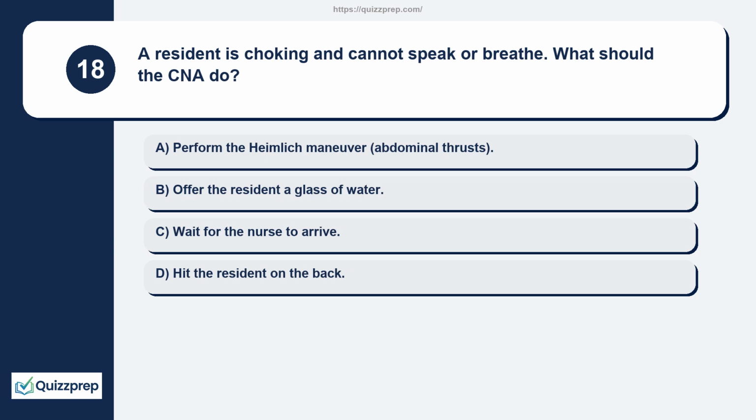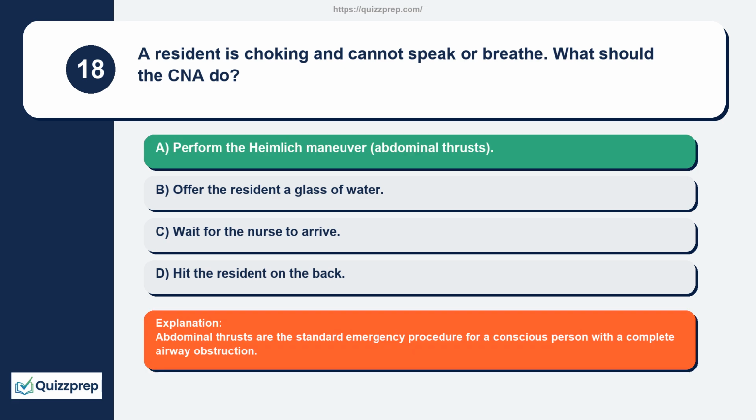Question 18. A resident is choking and cannot speak or breathe. What should the CNA do? Perform the Heimlich maneuver, abdominal thrusts, offer the resident a glass of water, wait for the nurse to arrive, hit the resident on the back. Abdominal thrusts are the standard emergency procedure for a conscious person with a complete airway obstruction.